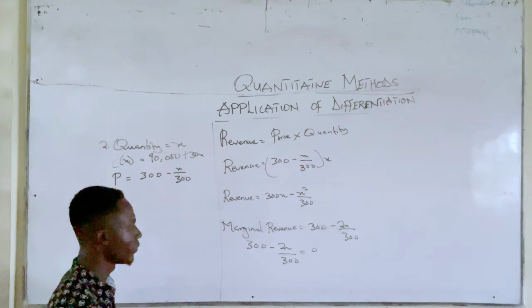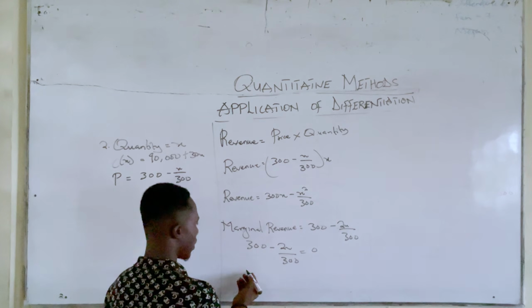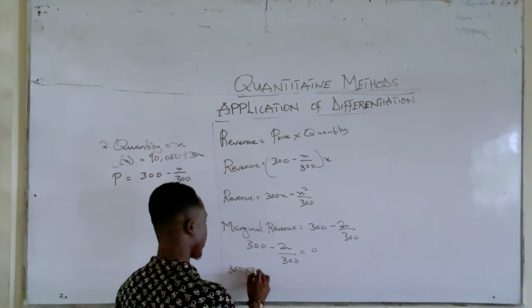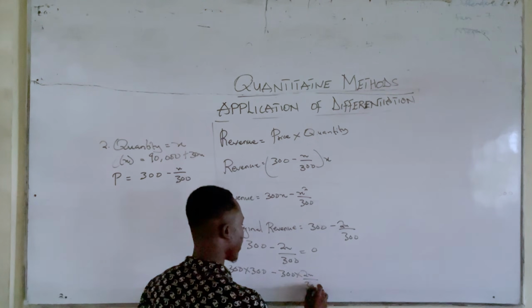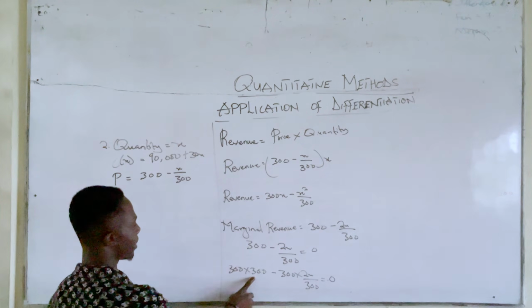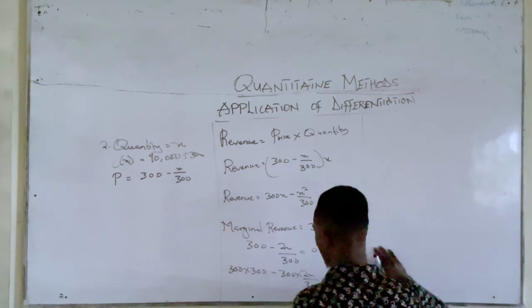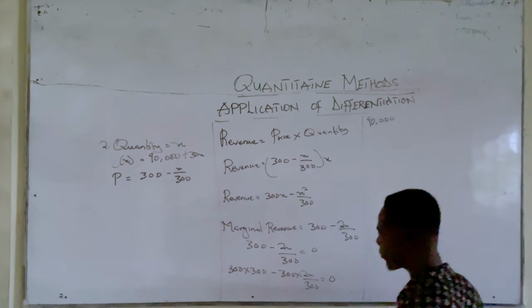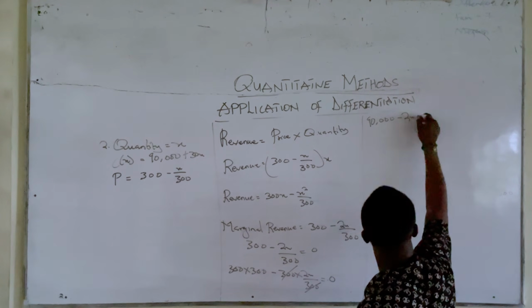So you have 300 minus 2x over 300 equal to what? 0. So now we are going to multiply through by 300. If you multiply 300 by this one, that will be what? So you have 300 multiplied by 300 minus 300 multiplied by 2x over 300 equal to 300 times 0 is automatically 0. Okay, so 3 times 3 is what? 9. Then you add your 4 zeros. So we have 9, then 4 zeros. Okay, then minus this one will cancel out this, minus 2x equal to 0.